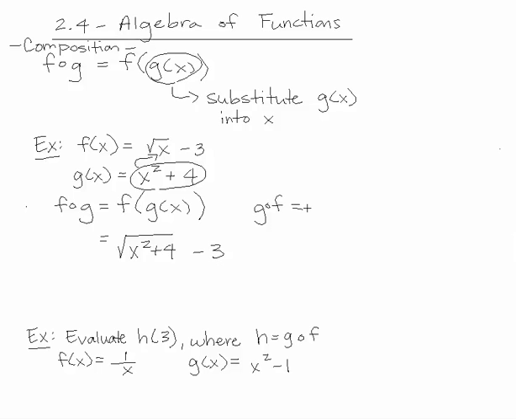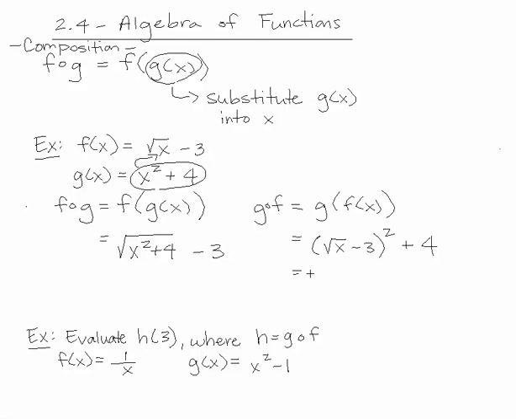If we're looking for g of f of x, we would be doing the exact opposite. This time we're taking our f of x, which is the square root of x minus 3, and substituting it into the x in the g of x. So we start off with x squared, but instead of writing x, we're going to write the square root of x minus 3 squared plus 4.